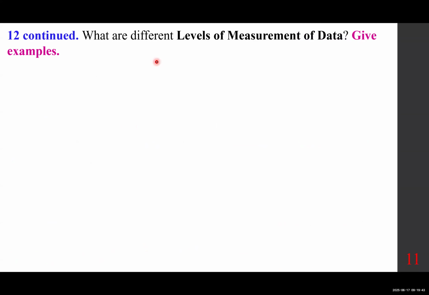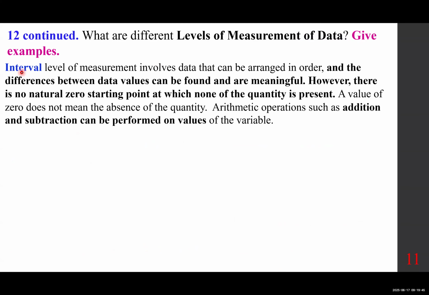I'm going to continue with the same question. The next one is called the interval level of measurement. Interval level of measurement involves data that can be arranged in order, and the difference between data values can be found and are meaningful. However, there is no natural zero starting point at which none of the quantity is present. A value of zero doesn't mean the absence of the quantity. Arithmetic operations such as addition and subtraction can be performed on values of the variable.